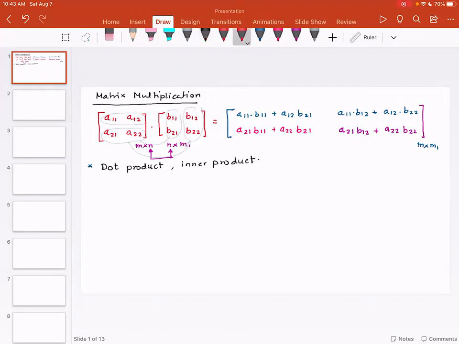And I want to express this in a concise notation. So we are trying to find out the resultant, say this guy. I'm going to express this as something like C, second row, first column, because this is second row, first column of C, is equal to summation A21 B11 plus A22 B21. And I would like to express this in a concise notation.